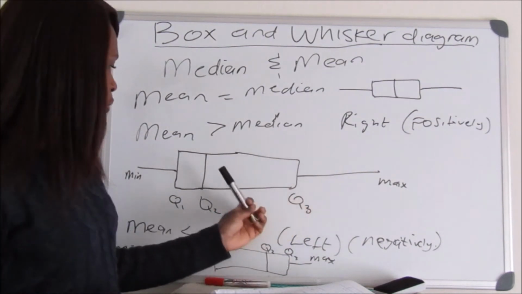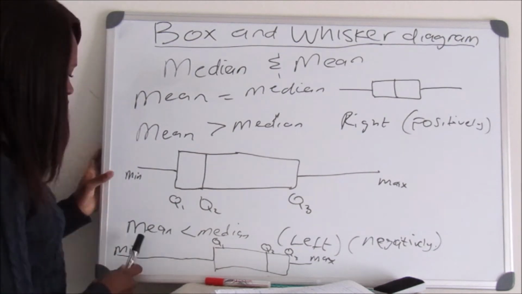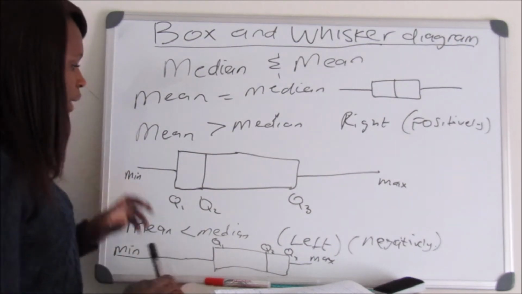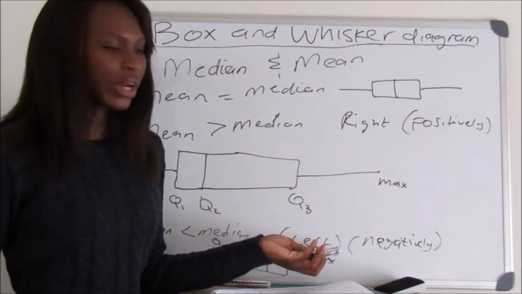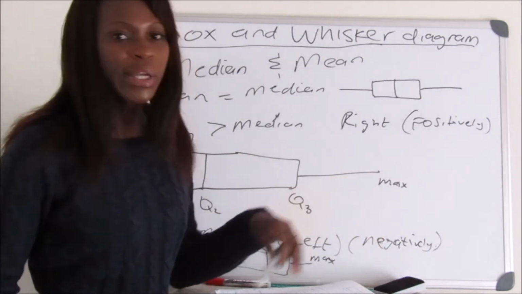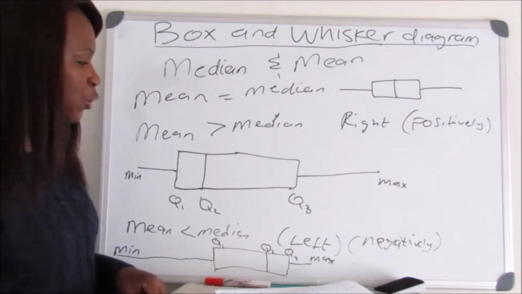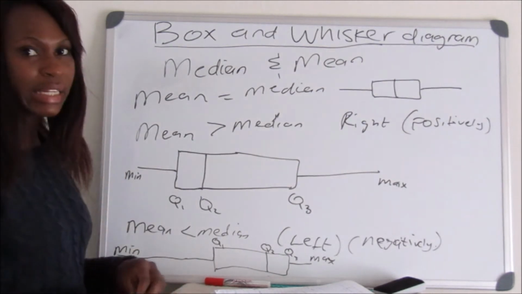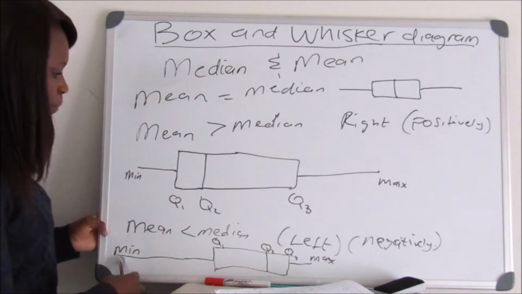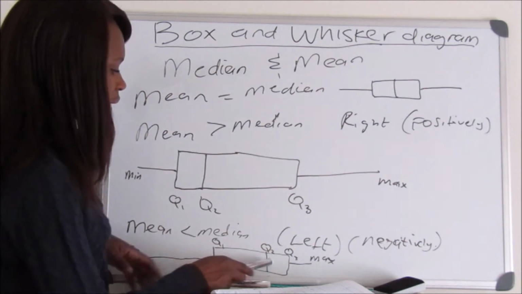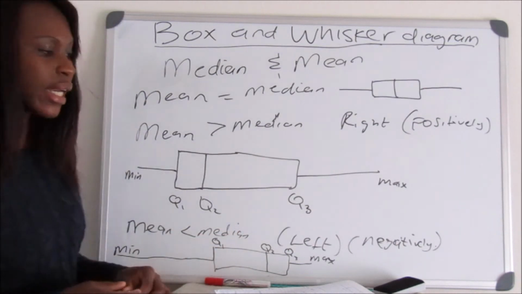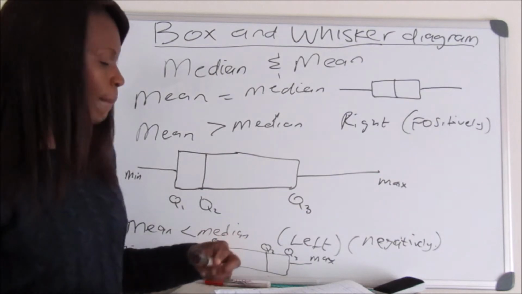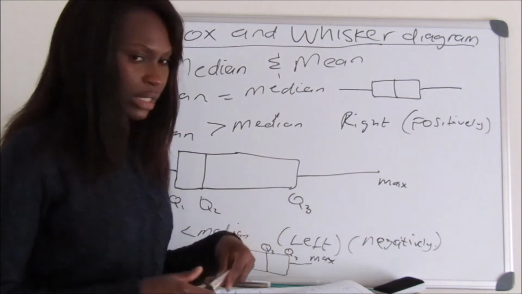away from your median. And if your mean is less than the median, then the diagram is negatively skewed. Then this is what you will see: your lower quartile is far from your minimum value, and also far from your median, of which the median is closer to the upper quartile and closer to the maximum value.